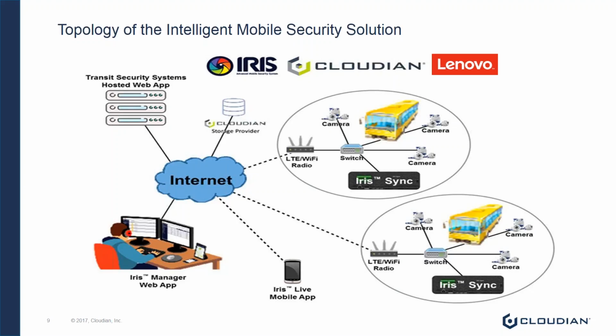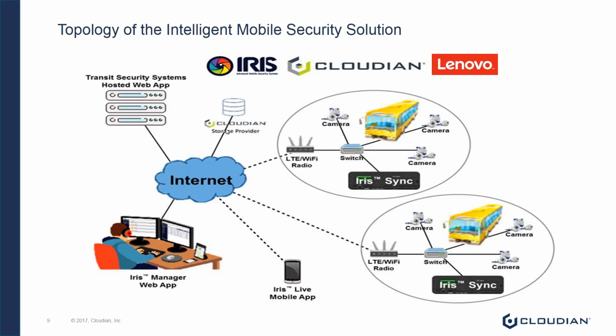Okay, great. So this is a diagram of the topology of the entire system, right? You've got the Iris Manager, which is actually the UMP that the dispatcher or security officer will be accessing. They show a desk here, but you can access that anywhere. You don't have to be tied to a desk. And then the UMP is stored on a Lenovo server that has very little requirement in terms of resources.